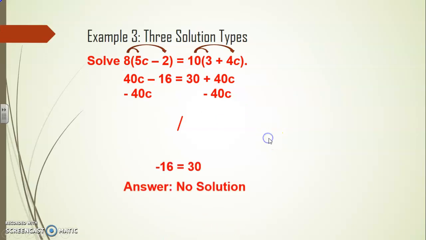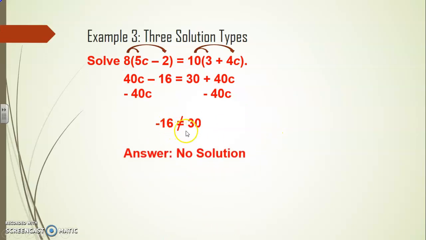And the result is -16 equals 30, which is not true, which is why I've got this slash mark through the equal sign. -16 does not equal 30. So the final answer to this equation is no solution.